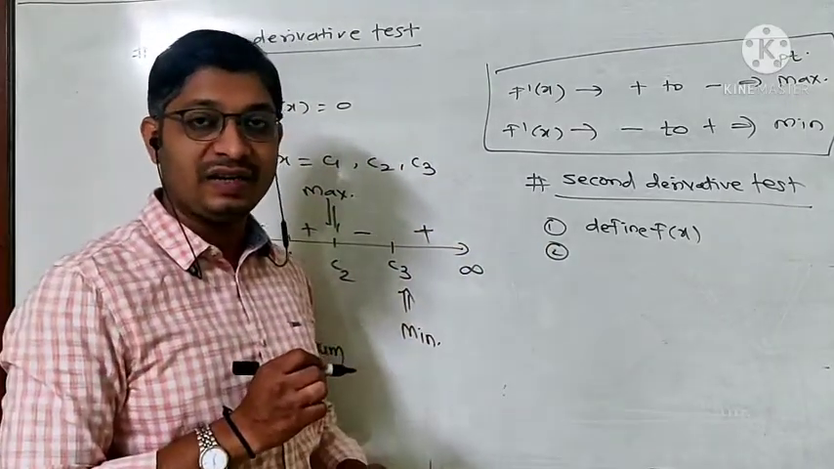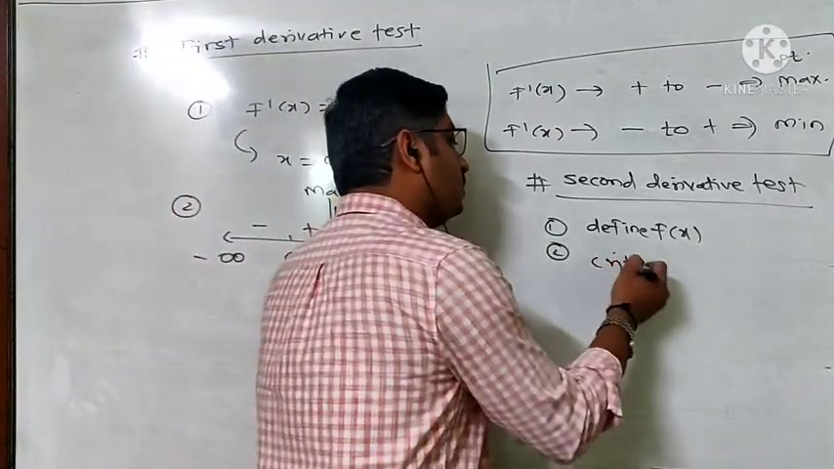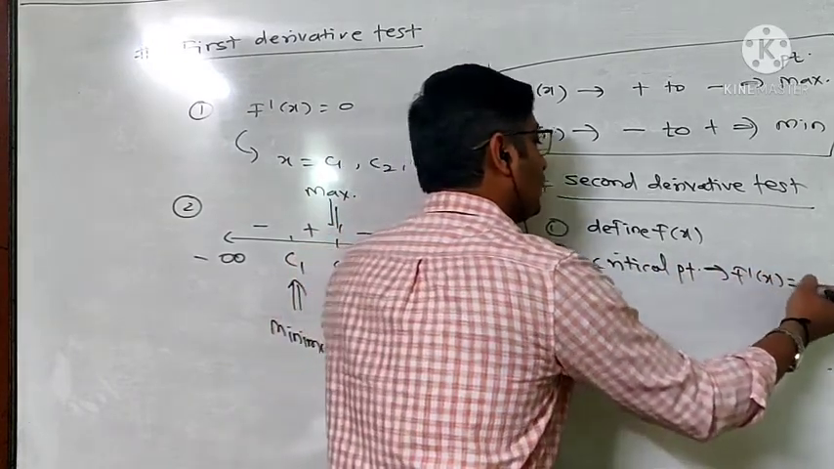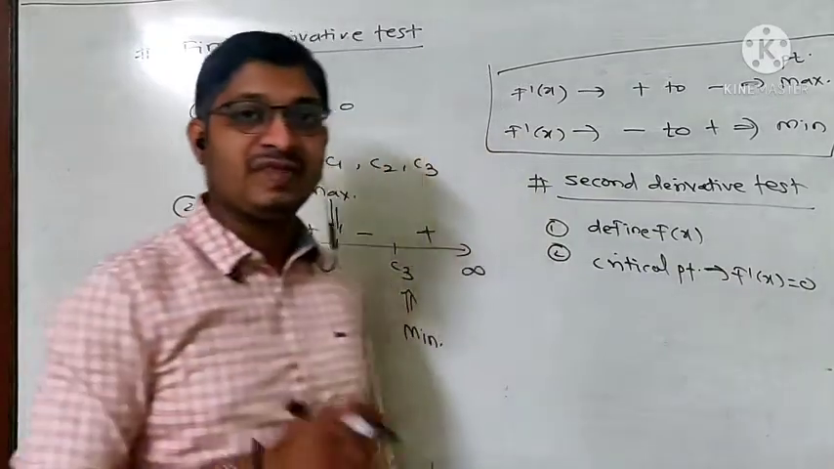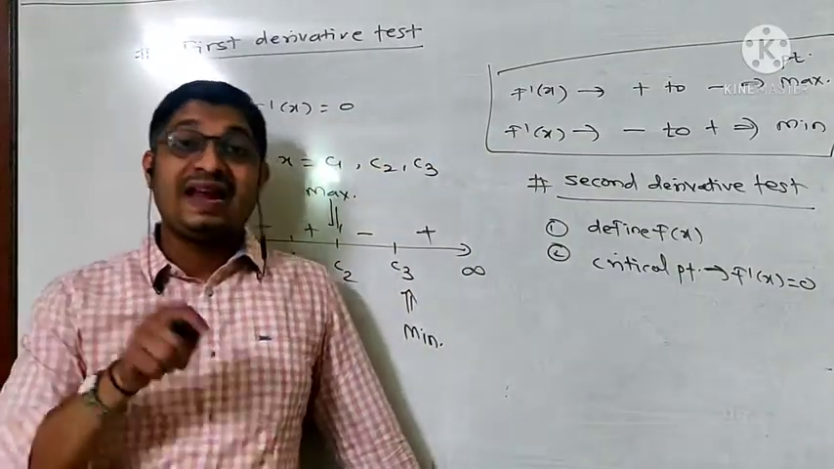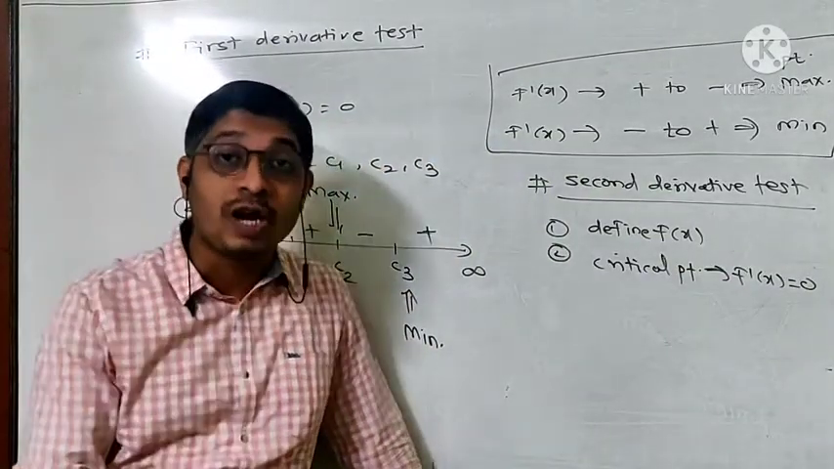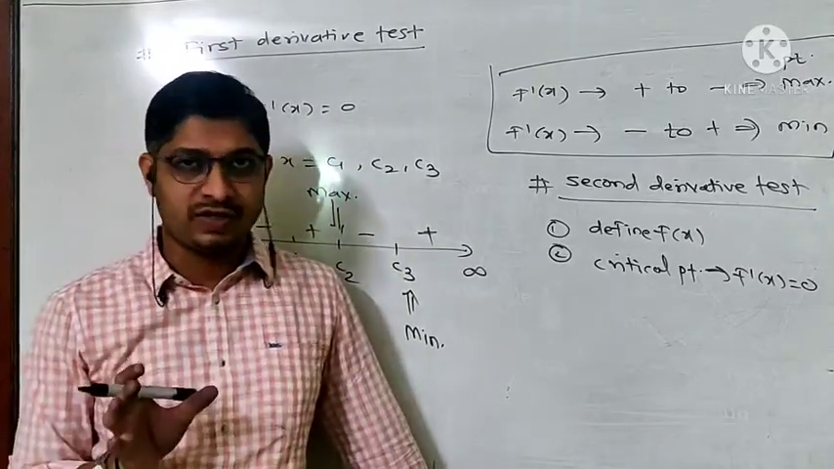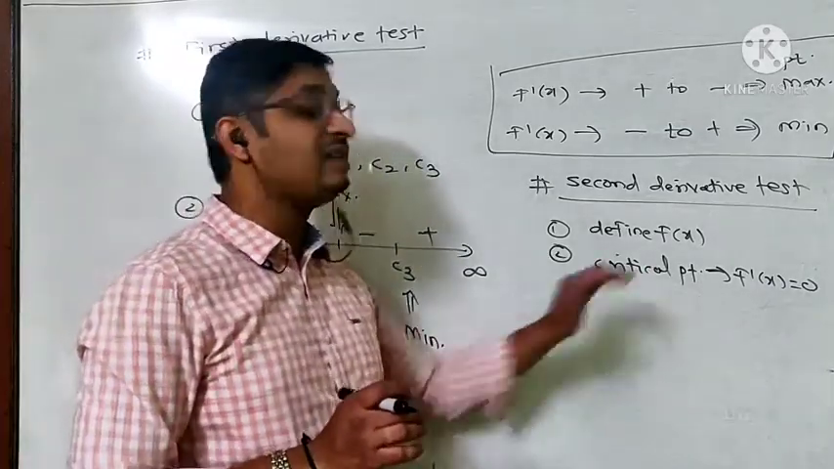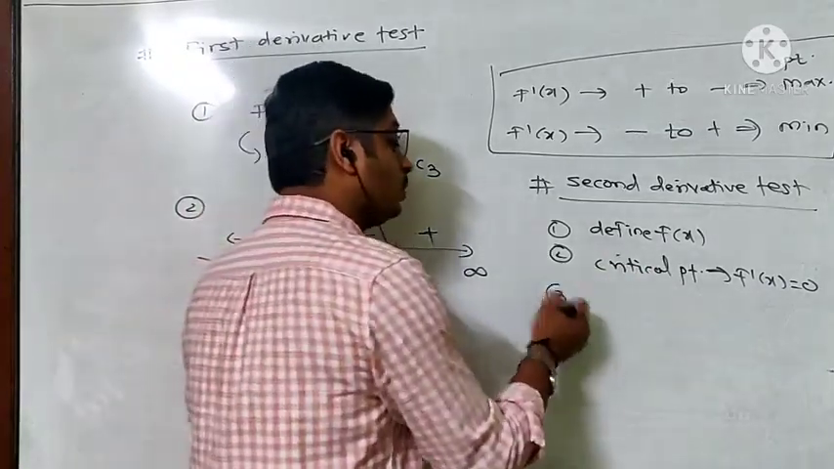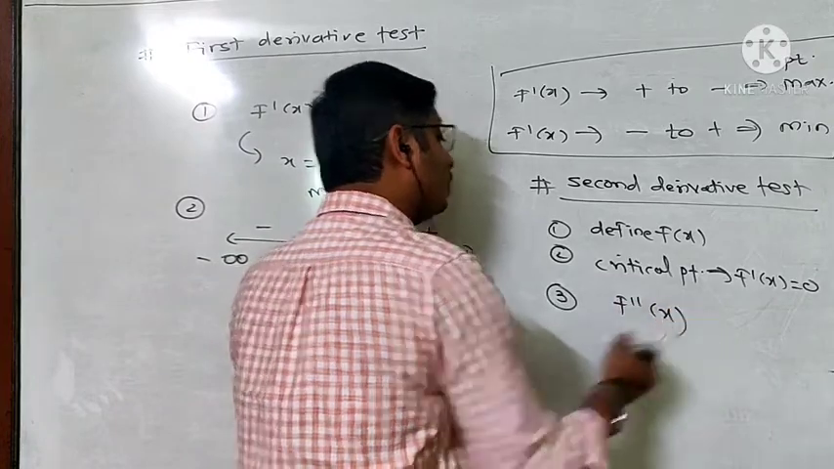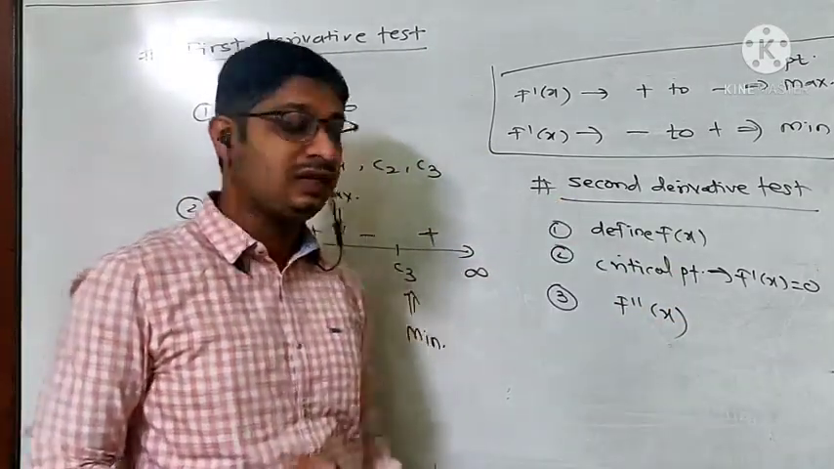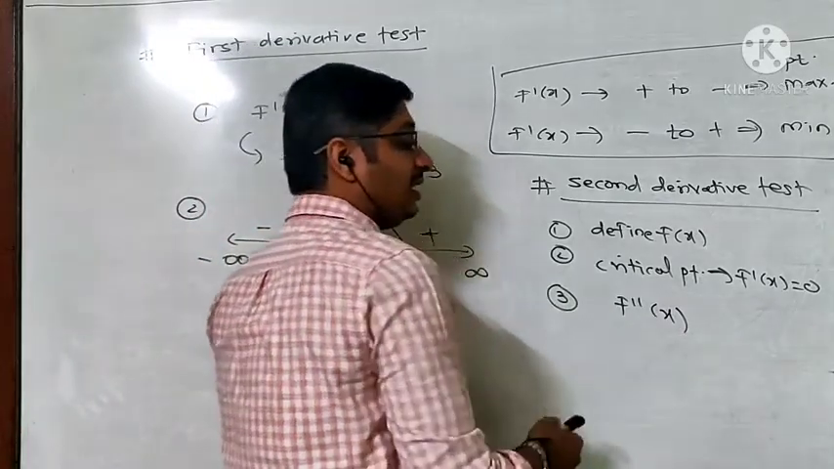How can we find the critical points? We will use the definition of a critical point. In most cases, we use this definition, f dash of x equal to 0. And if f dash of x equal to 0 is not applicable, we use the second definition, which is the very rarest option. After finding the critical points, we are going to apply the second order derivative test. That's why it is known as the second derivative test.